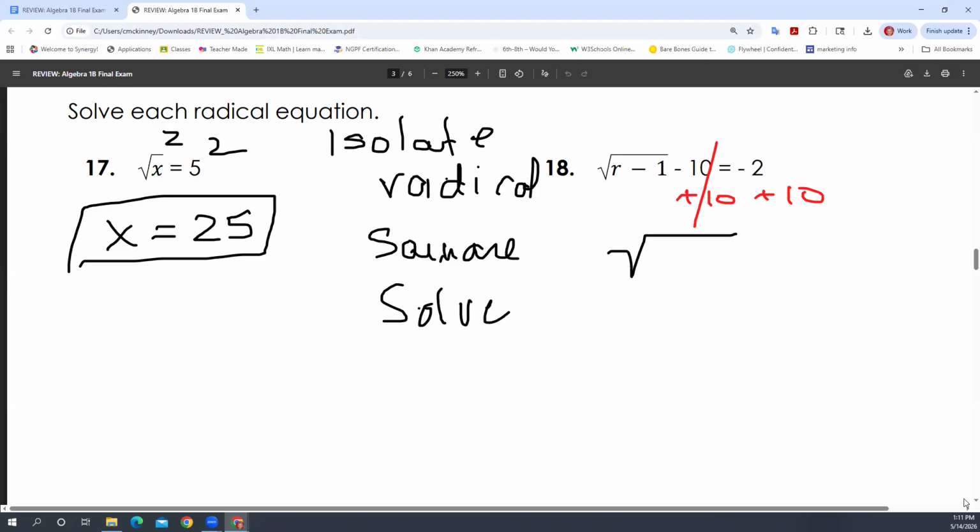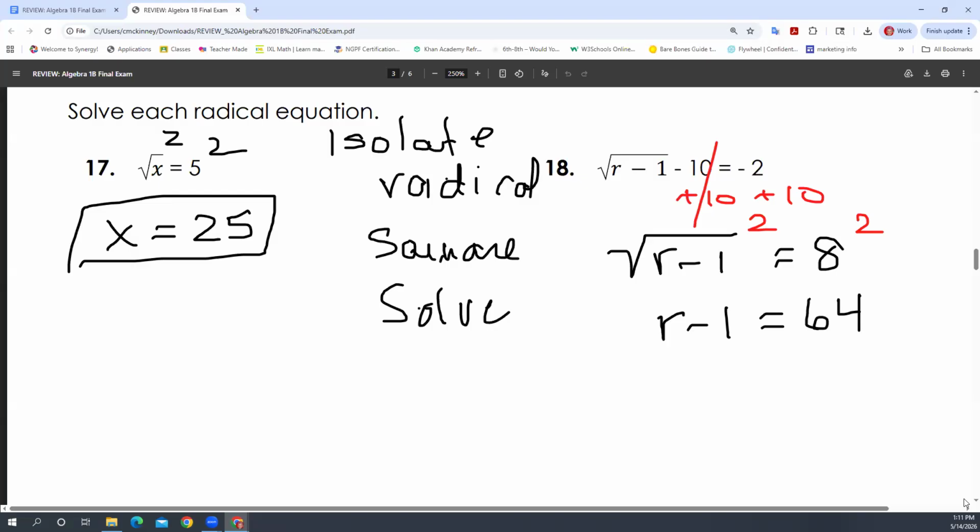Number 18, first we're going to get the radical by itself, so I'm going to add 10. So now I have -2 plus 10 makes 8. Then I'm going to square both sides to get rid of the radical. So I have r minus 1 is 64.